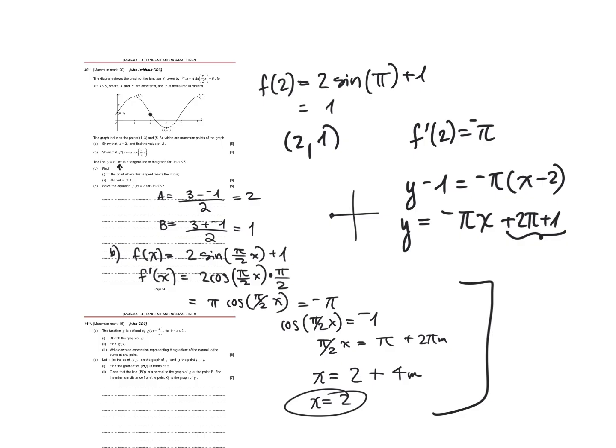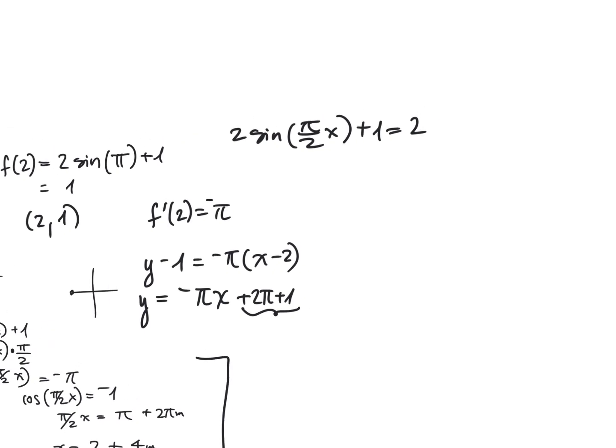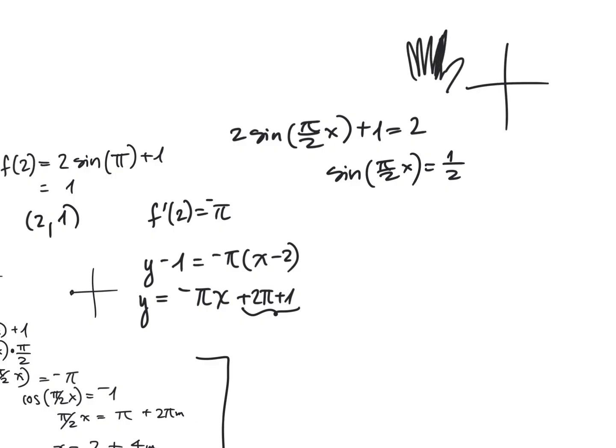Now, solve the equation f(x) equals 2. All right, so f(x) is 2 sine(pi over 2 x) plus 1, and we want that equal to 2. If we subtract 1, that's 1, divide by 2, so 1/2 equals sine(pi over 2 x). Sine is 1/2 here, okay, at pi over 6. So here and here. So we're going to have pi over 2 x.